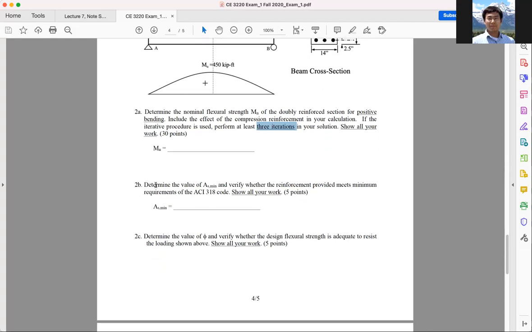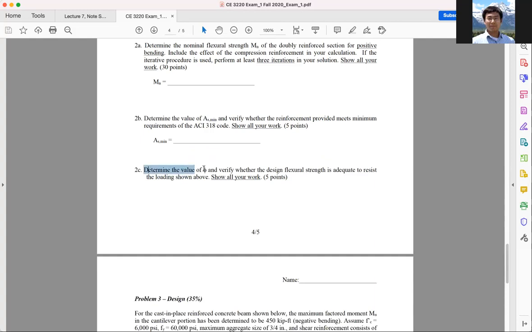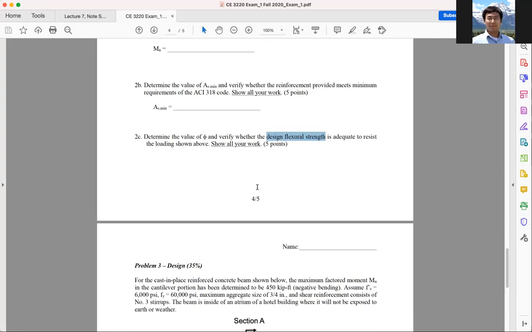Part B, determine the value of As,min. Remember the equation? 3 square root f'c bw d over fy, 200 bw d over fy, remember? And verify whether the reinforcement provided meets the minimum requirement, right? So show all your work, okay? Just a comparison. Now, determine the value of phi strength reduction factor and verify whether the design flexure strength is adequate to resist the loading. What we're trying to do, phi Mn compared to Mu, right? Is it bigger than or equal to, or otherwise?